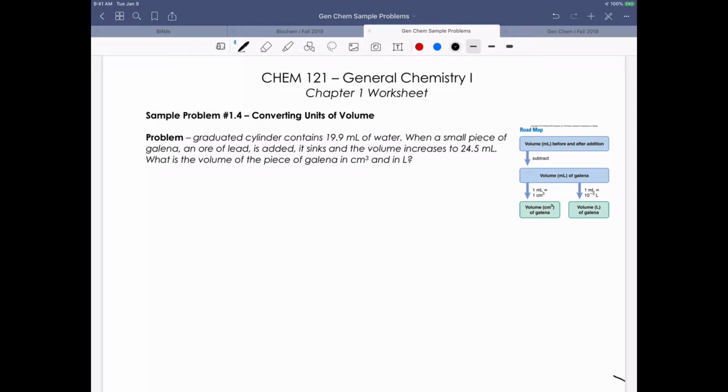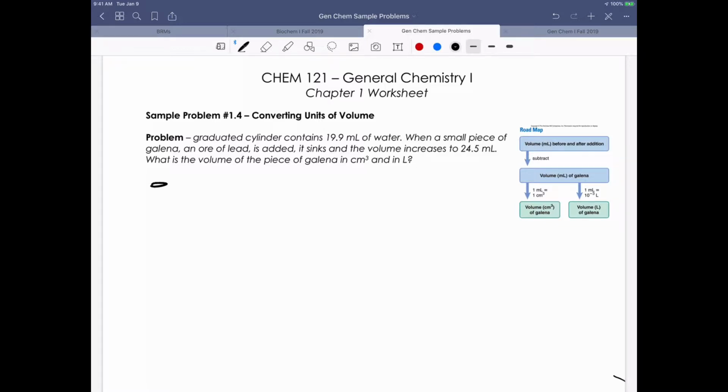So sample problem 1.4 continues with our use of unit conversion to answer questions. This one again has nothing to do with chemistry, but we are beginning to think about some chemical properties such as volume and so forth. With this problem, I'm going to introduce something that I sometimes will use when we work through problems, which is just to draw a picture because it helps us understand what's going on.